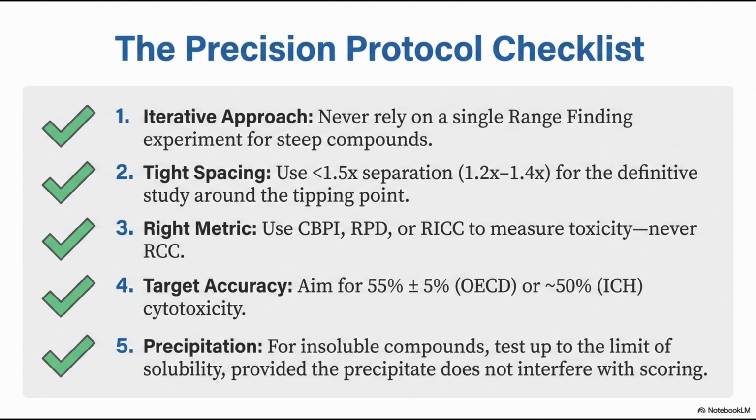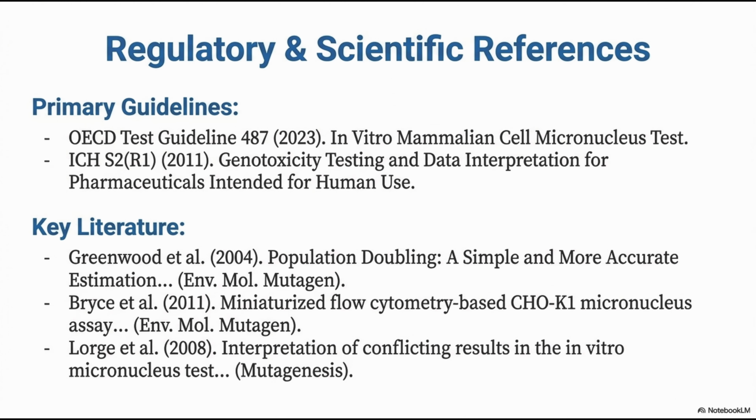A robust protocol for steep response compounds includes 5 elements. Use an iterative approach. Apply 1.2 to 1.4-fold spacing around the tipping point. Measure cytotoxicity with CBPI, RPD, or RICC. Target approximately 55% for OECD or 50% for ICH, and test insoluble compounds to the solubility limit when precipitation does not interfere with scoring.